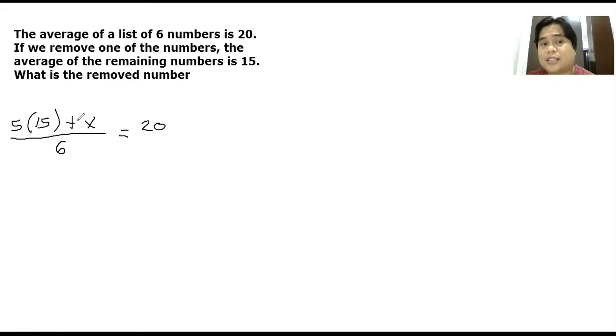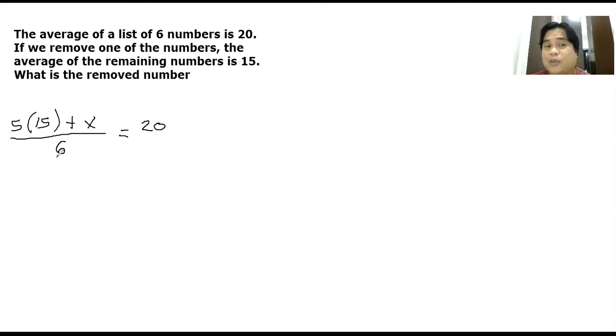That's why we call it x. And then when we get its average, we equate it to 20, because according to the problem, the average of those six numbers is 20. And then from there, we have already created an equation, which is this.